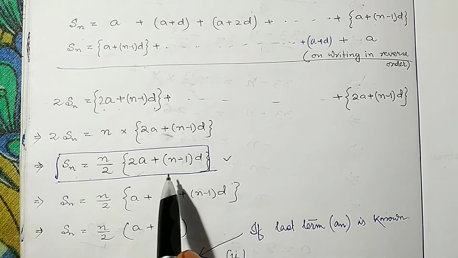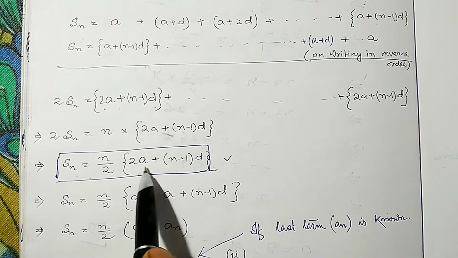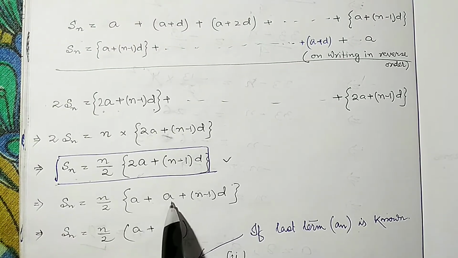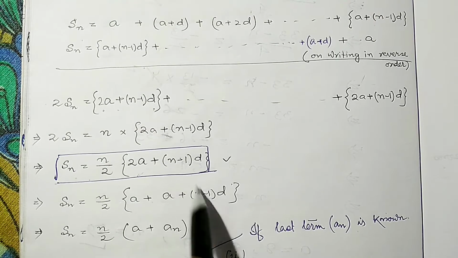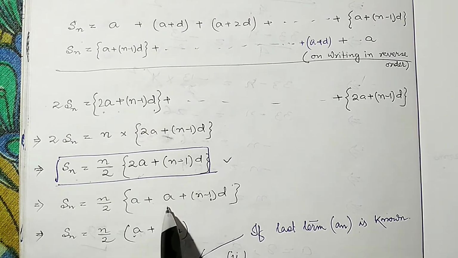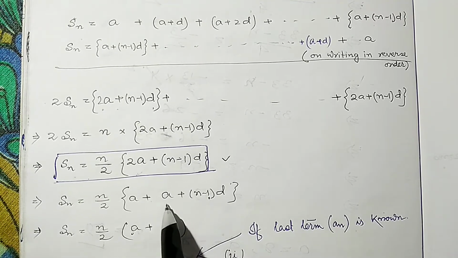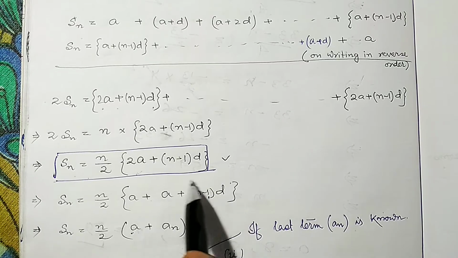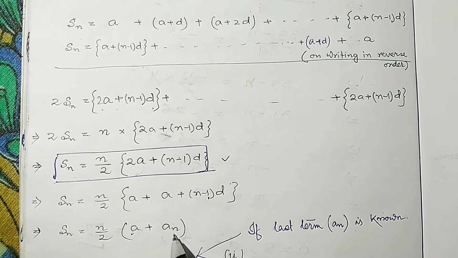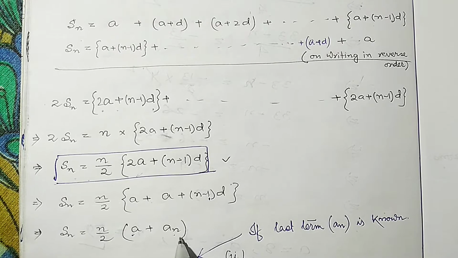Now this formula again can be derived to another form. Suppose n by 2 twice A, I can write A plus A, because A plus A is twice A plus n minus 1 into D. So n by 2 A and A plus n minus 1 into D, we know the formula of An, that is A plus n minus 1 into D. So instead of this part, I am writing An. So sum formula is n by 2 A plus An.